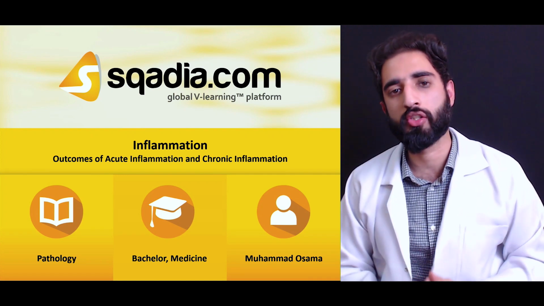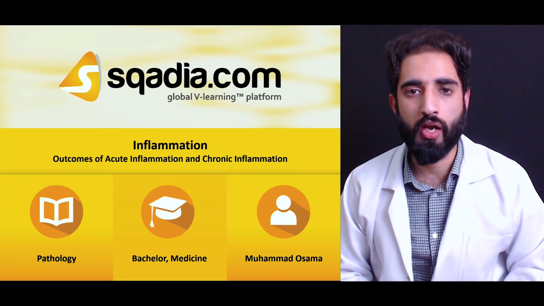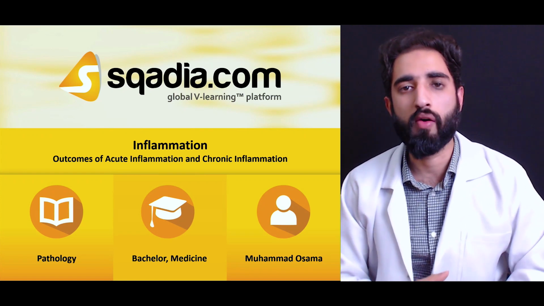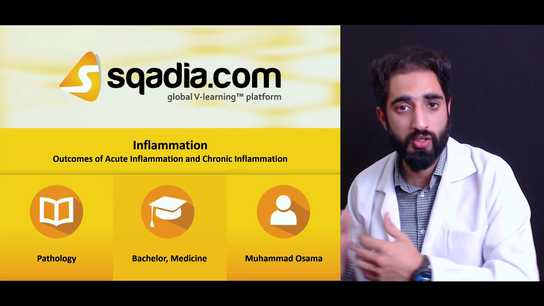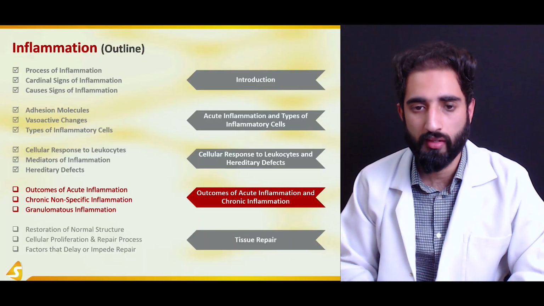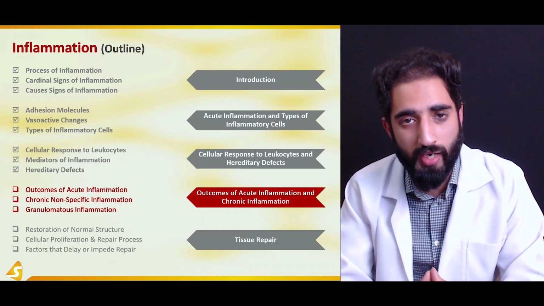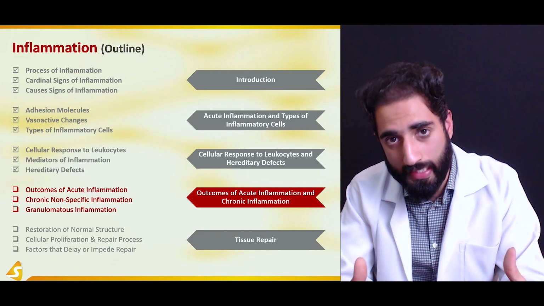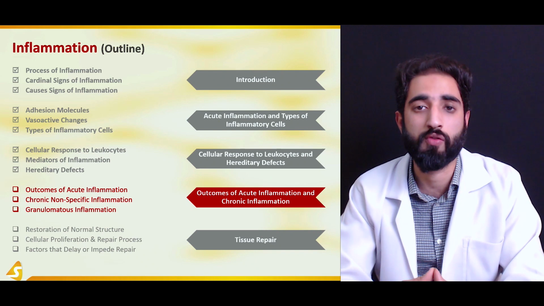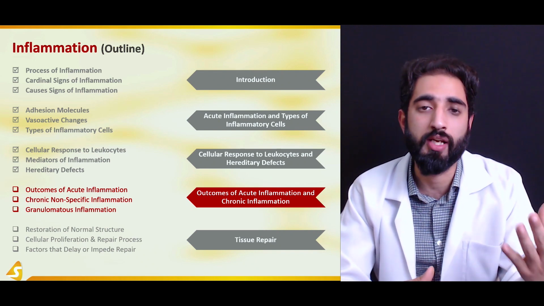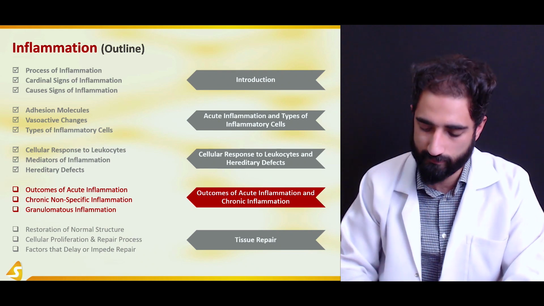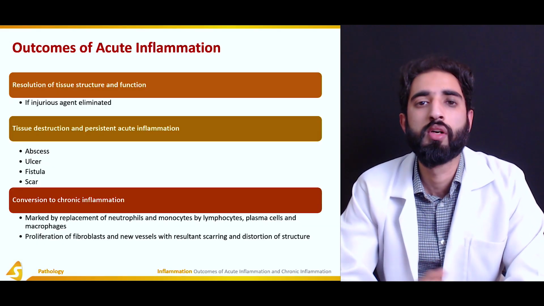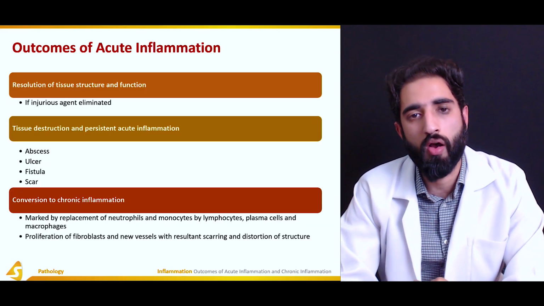In this series of lectures, right now we are going to talk about the outcomes of acute inflammation and chronic inflammation as well. So, outcomes of acute inflammation and what is chronic inflammation and different types of chronic inflammation, which include chronic non-specific inflammation and granulomatous inflammation. So let's start off with the outcomes of acute inflammation.